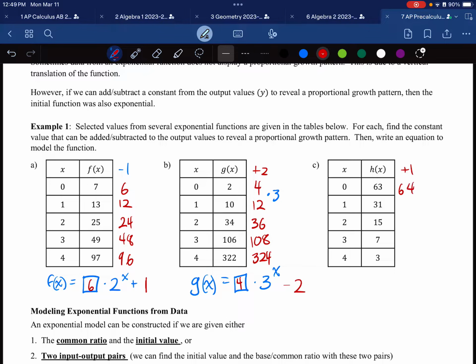That's going to be 64, goes into 32, goes into 16. And you can see, okay, each of these are dividing by 2. That's 8, and that's 4. Each of these, to get from here to here, we're multiplying by a half, multiplying by a half, etc. Which means my h of x function here is going to be equal to, my initial number should have been 64. And then my common ratio is a half. And that's the power of x, and then to get from 64 to 63, I have to subtract 1.